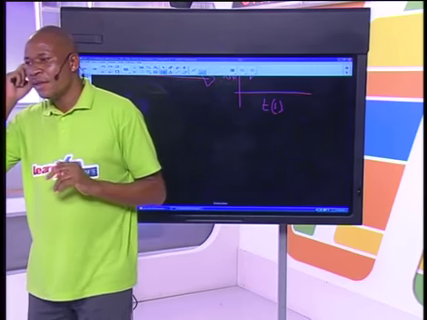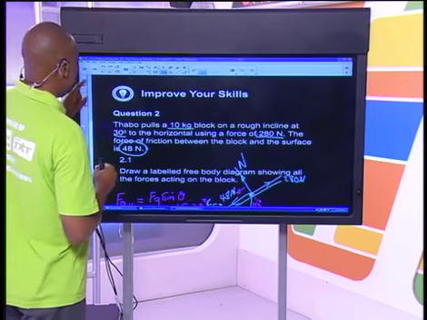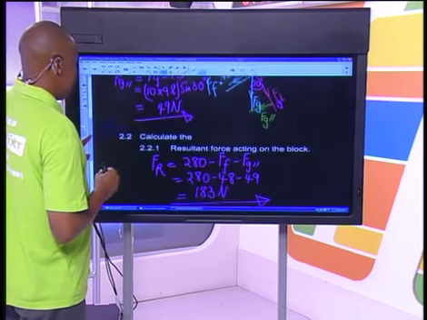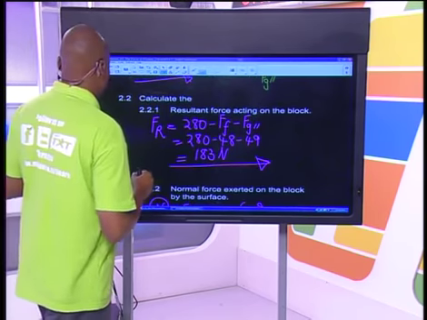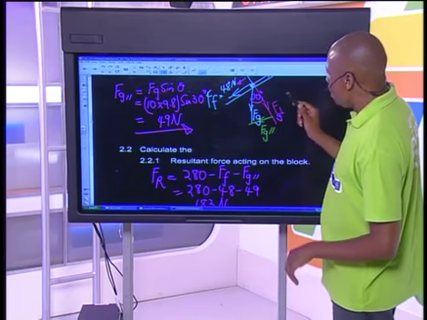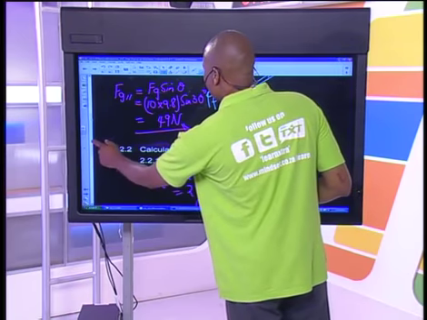From Winnie, she's asking, why did you subtract the Fg when obtaining the resultant force on question 2.2? On question 2.2, yes. Let's go back to it. It was Fg, but it was Fg parallel. So now let's have a look at it. Let me just stand from this side. Winnie, we have got this situation here.